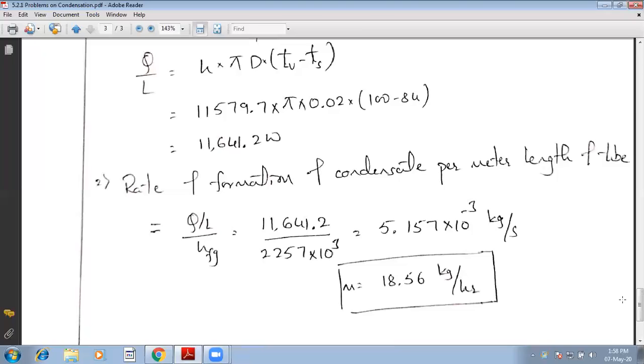Now, if you observe, the value of h we obtained in all the problems is much higher compared to the free convection. As we have discussed, in condensation or in boiling, the value of h will be very high.